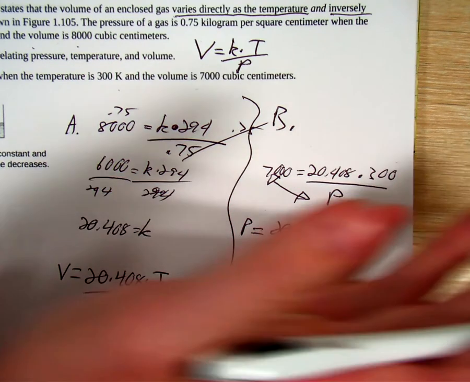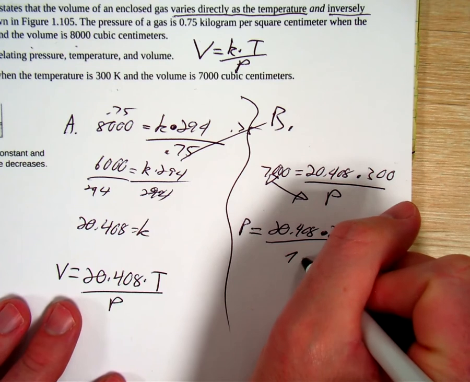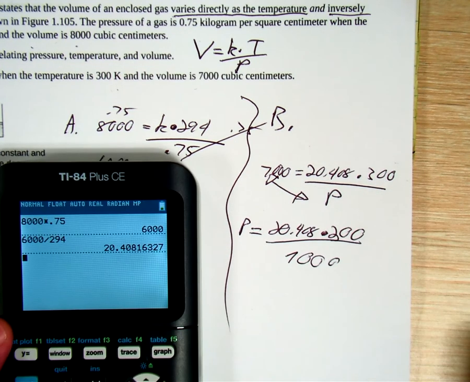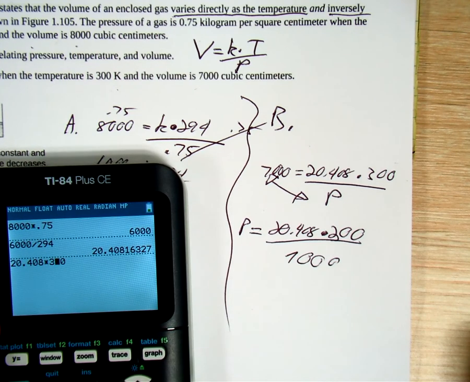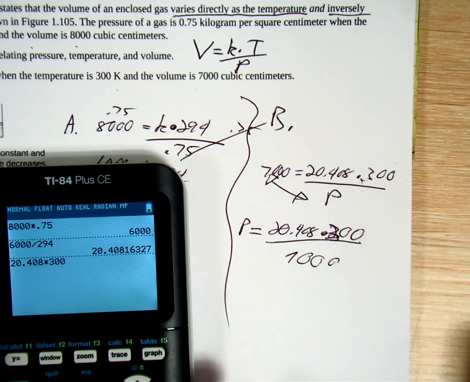Sorry, my arm's kind of at this weird angle to get around the computer and still stay under the Elmo and write. Okay. So we got 20.408 times 300. See, I almost misread my own handwriting. 300. And then divided by 7,000. And our pressure should be 0.875. We'll call it 0.875.